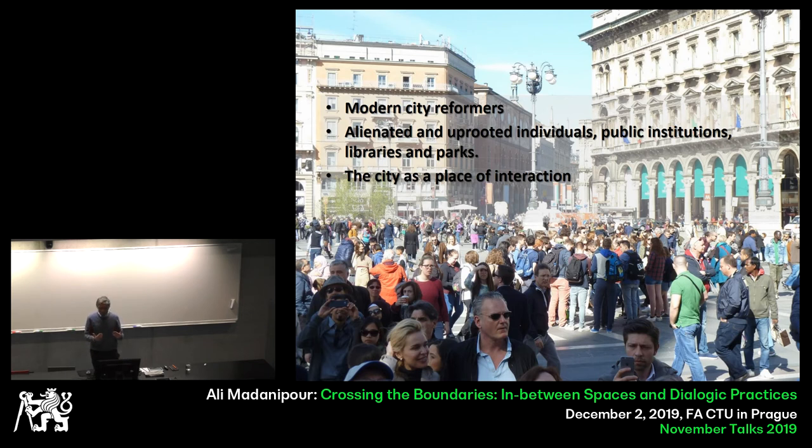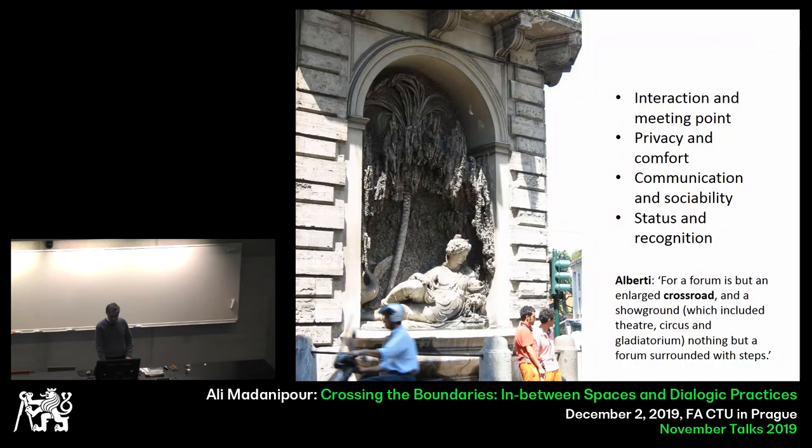But at the same time, you see from the 19th century in countries like the United Kingdom that because of this world of individual, uprooted individuals, a lot of public institutions start to be developed, like libraries, like parks, like a lot of other public institutions that now we know about.